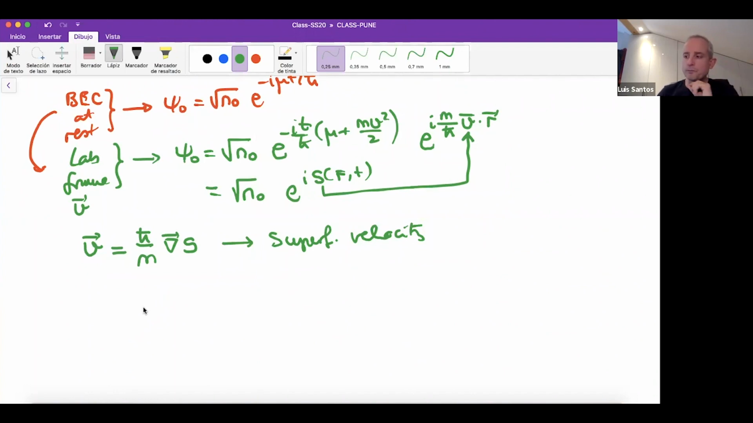It is not true that the modulus, the square root of n0, I mean, the n0, so the condensate fraction, the condensate population, is the same as the superfluid fraction in the system, which is this rho s that I was discussing at the very end yesterday. So there is no one-to-one correspondence between condensate fraction and superfluid fraction.